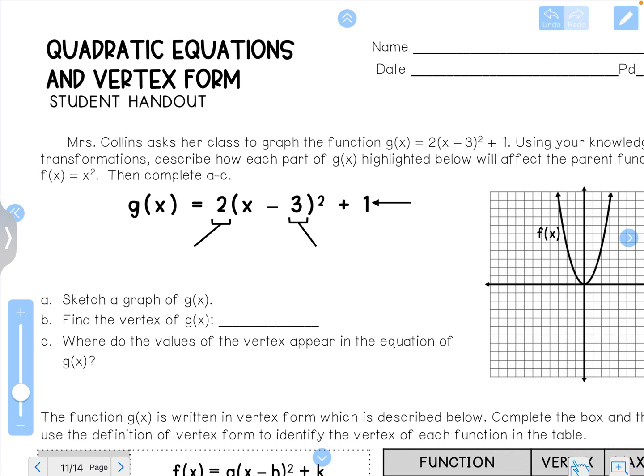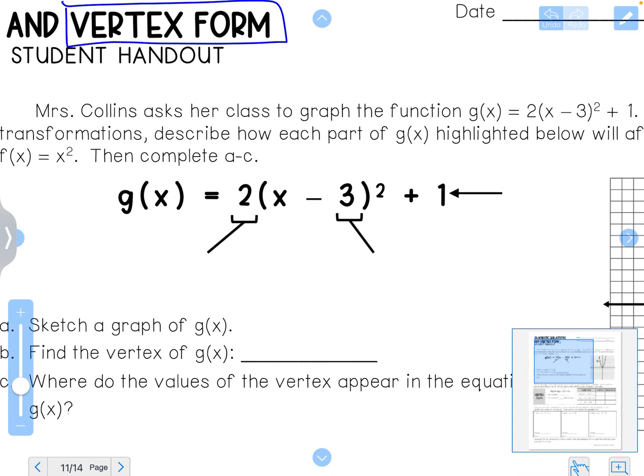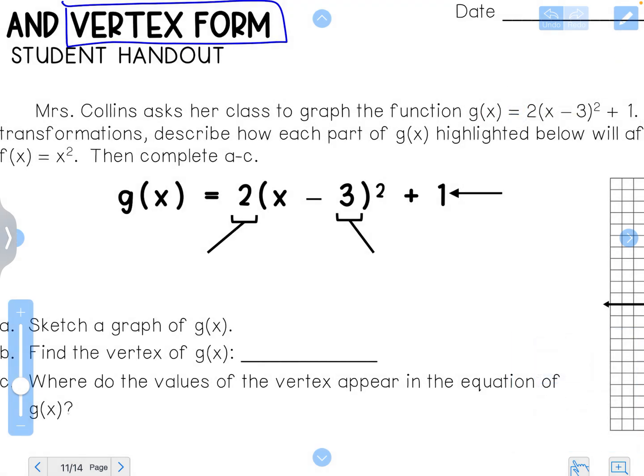Welcome to Miss Taylor's class notes, and today we're going to talk about our vertex form. So we've spent the last two sets of notes talking about transformation and changing our parent function. So now that we know how to change our parent function, we're going to introduce you guys to our vertex form.